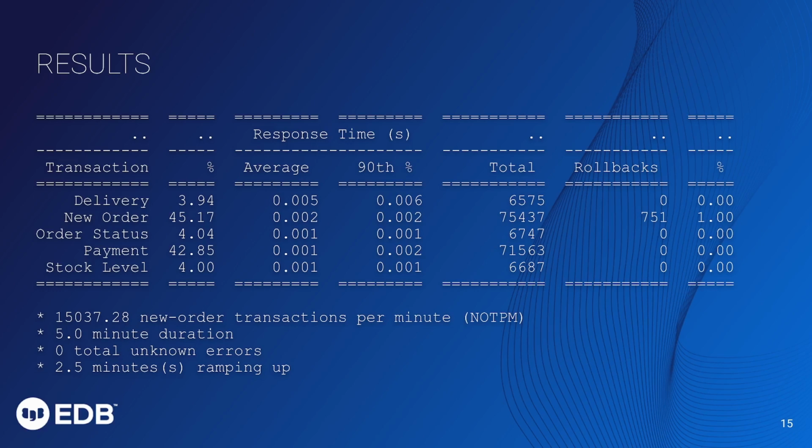For the purposes of understanding whether the workload was executing correctly and within the performance that you should be expecting, the average response times and the 90th percentile are a couple of the indicators that help tell you whether the test was performing efficiently. Along the same lines, the rollbacks and the percentage of transactions that are aborted is another indicator that the test was executing correctly.